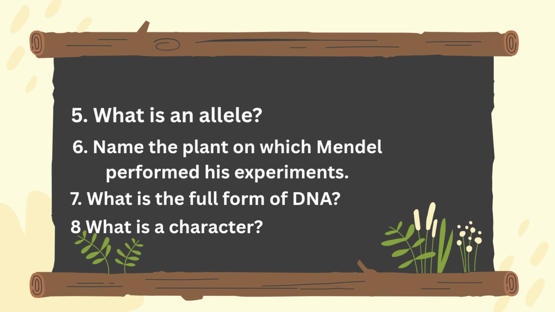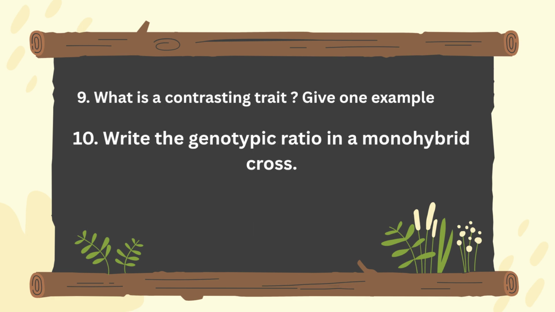Sixth one is name the plant on which Mendel performed his experiments. Seventh one is what is the full form of DNA? Eighth one is what is a character? Ninth one is what are contrasting traits? Give one example. 10th one is write the genotypic ratio in a monohybrid cross.